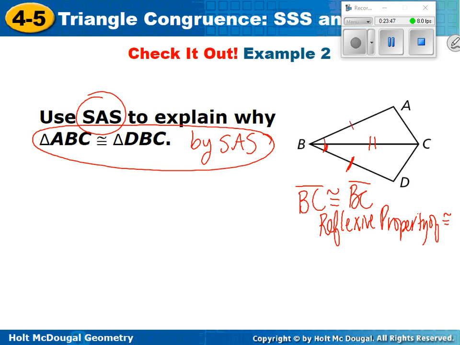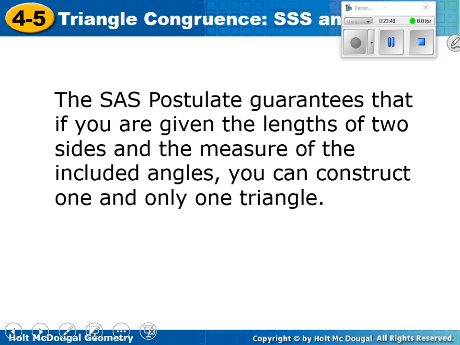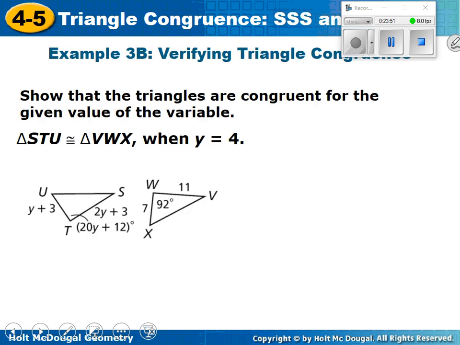So if we look at the next one. Oh, sorry, I forgot about these. So this is also a showing problem. It is not a two-column proof. So if it says show, you do not have to write it in two columns, but you do have to still back up and explain what you're doing, how you know. So it says show that the two triangles are congruent for the given value of the variable. Prove these two triangles are congruent when y is equal to 4.